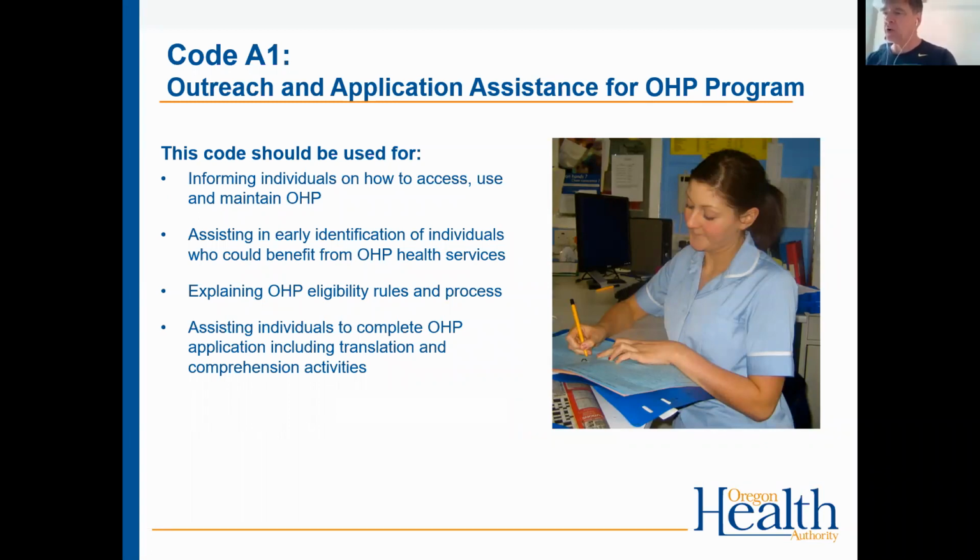The A codes are grouped as A1 and A2. The A1 codes are those having to do with outreach and application assistance for the Oregon Health Plan, Oregon's program for the administration of Medicaid.